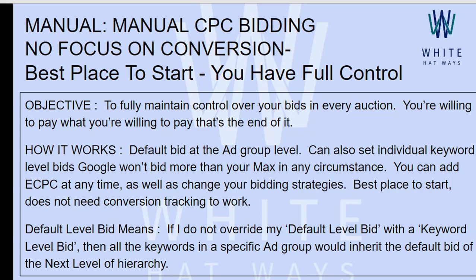So coming to the slide, this particular bidding strategy's objective is to fully maintain control over your bids in every auction, so that you have the entire control over the bid. Google cannot raise the bids on its own. You are willing to pay what you are willing to pay, and that is the end of it. So it is as simple as that: I am willing to pay this much amount and I cannot go beyond this amount at any cost.